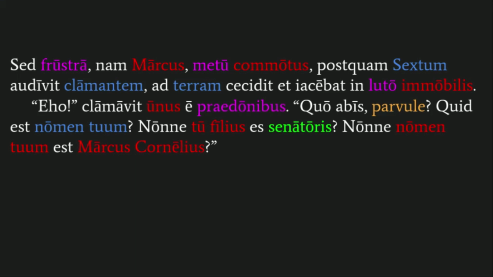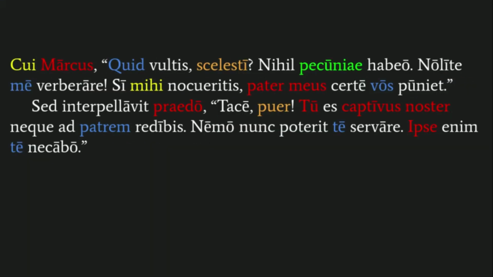And now we start to get into what this plot is all about. The robber recognizes him as being the son of a senator, and he even knows his name. So something odd is happening here. He says, aren't you Marcus Cornelius? Cui Marcus, quid vultis scelesti? So to whom, Marcus says, cui again is dative, means to whom. And then the implied verb here is he said. So Marcus said, quid vultis scelesti? What do you want? Scelesti here is vocative, wicked ones. It's plural. So what do you want, wicked men?